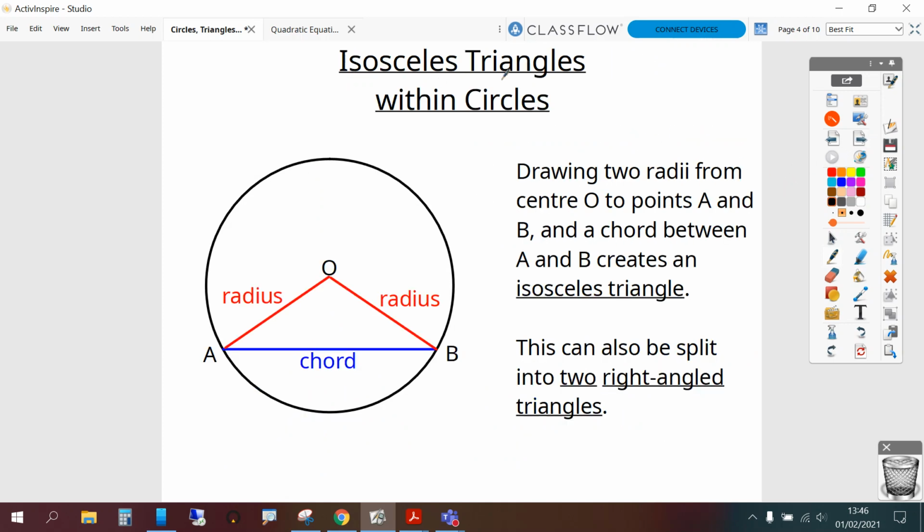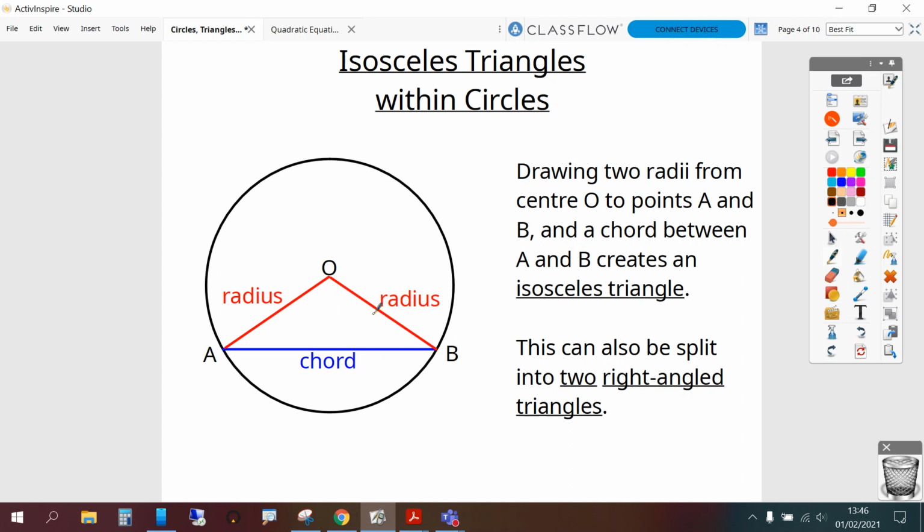So, isosceles triangles within circles. If we have A and B here, then that gives us a chord. Now, we need to know about that word, but usually, even if we didn't know, we'd still be able to understand what to do. If we draw two radii coming out from the centre O, out to A and out to B, then this creates an isosceles triangle.